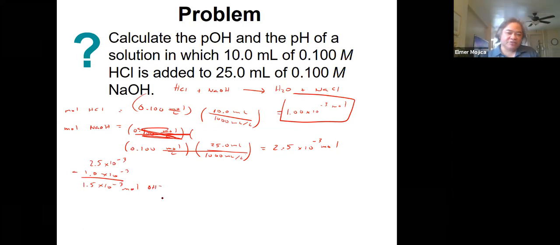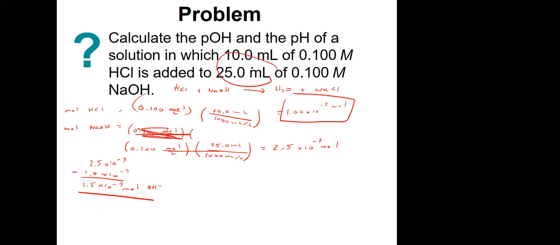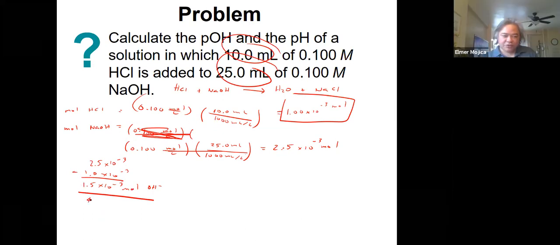Now, what's the next thing that you're going to do? You're going to divide this by the volumes added together. So you divide it by 40 ml divided by 1,000 ml per liter. And you're going to get here a new concentration that is in molarity.